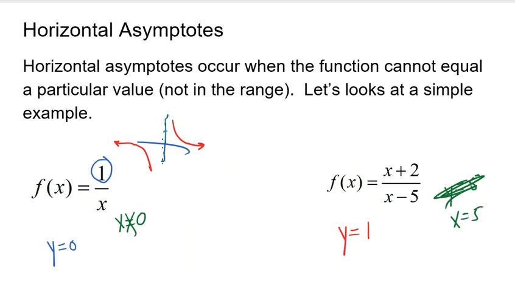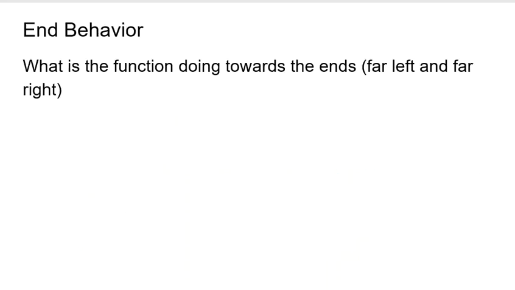Now, this idea of horizontal asymptote actually talks about something that we call end behavior. End behavior is what is the function doing, or what is the graph doing? Remember, the graph is just a picture of the function towards the ends. Now, when I say the ends, I mean the far left or the far right. And that's what we're talking about here.